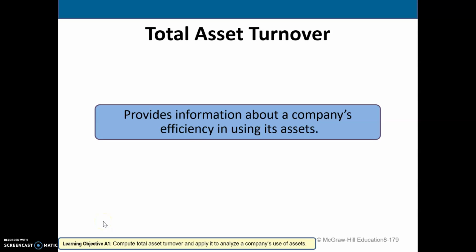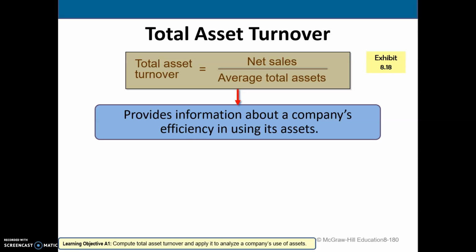One last thing from the chapter is calculating the total asset turnover to evaluate how efficiently the company is using its assets. And the formula for the total asset turnover is net sales divided by average total assets.